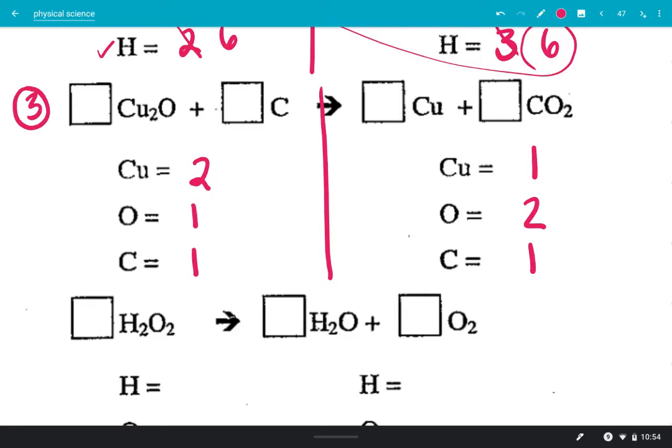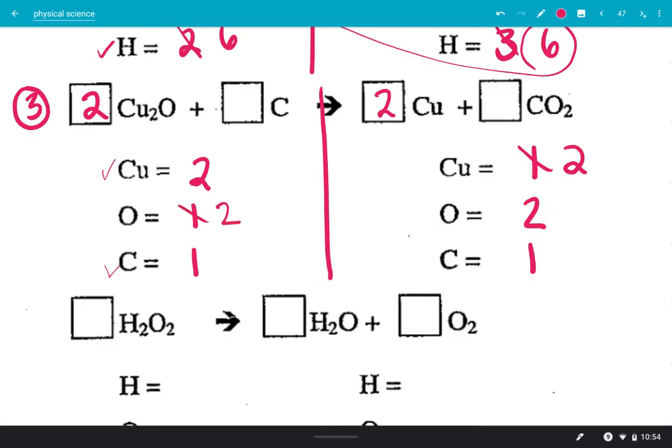So I know I'm gonna need, actually, let's just do this. If we put 2 there, our coppers are satisfied. Woohoo! Those are satisfied, those are satisfied. We need to do the oxygen. Well, we've got 2 here. So we need 2 over here. So I'm going to put a 2 right there.